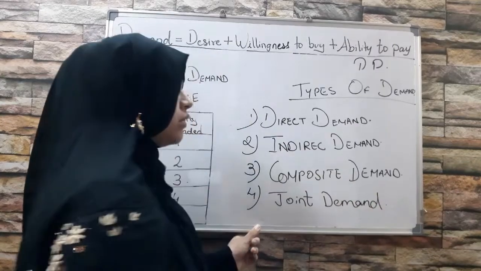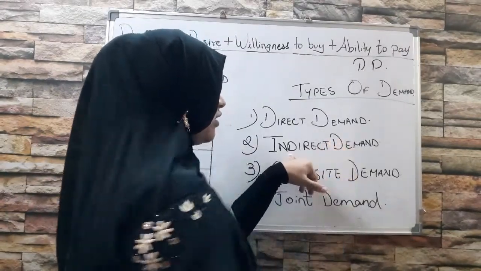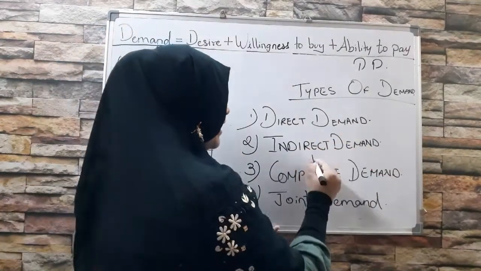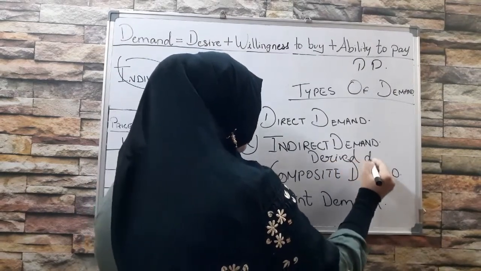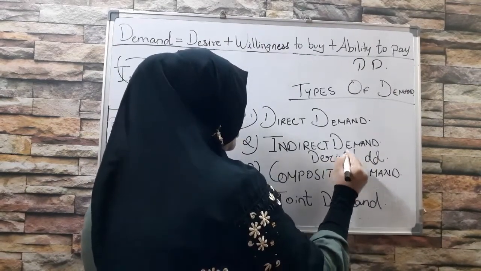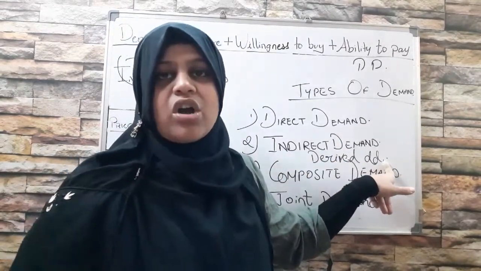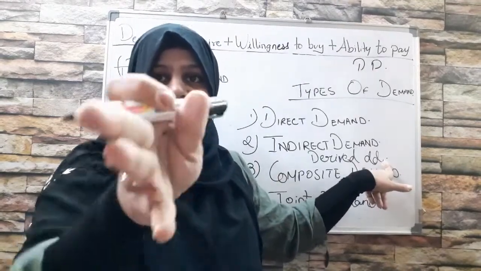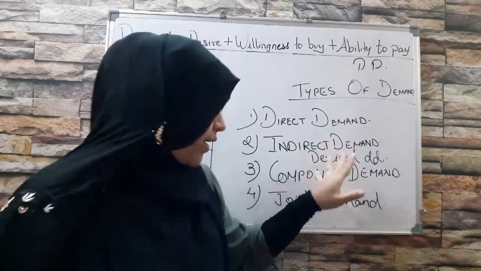Okay, I forgot to mention that indirect, sorry, here there is an error. Indirect demand is also known as derived demand, just because it is not a direct demand. It is not fulfilling any of your wishes directly. So it is also known as derived demand.